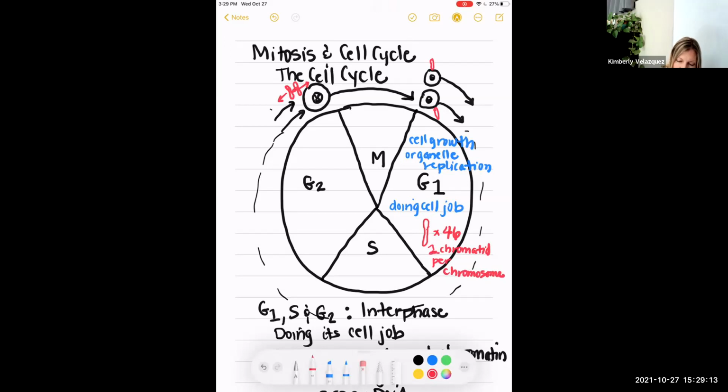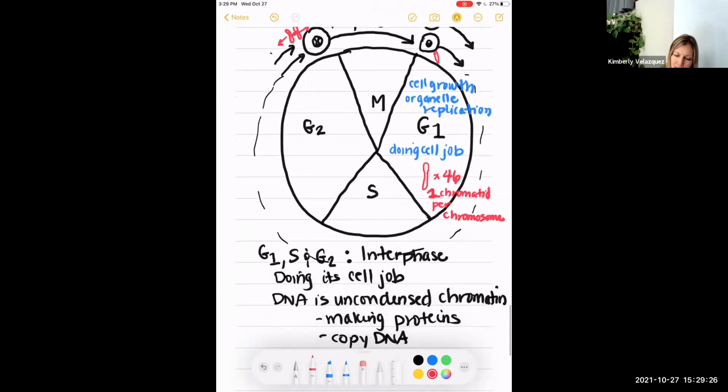For this cell to eventually divide again and make 2 new cells, it needs to double the amount of DNA. So it's going to make a copy of each one of those chromatids. And that happens in the S phase of the cell cycle. This is the phase of DNA replication. And at the end of the S phase, every single chromosome is going to have a copy attached. So we'll have that times 46.